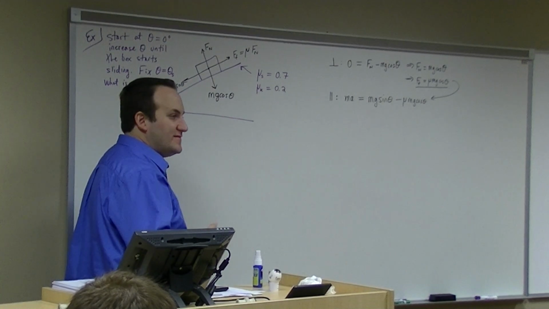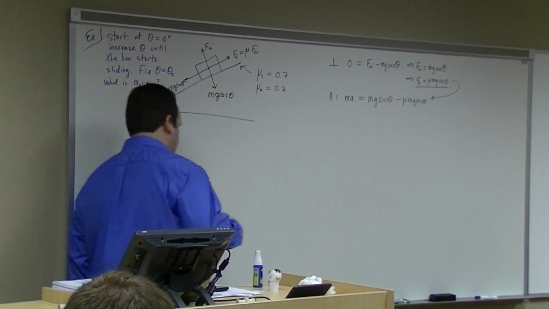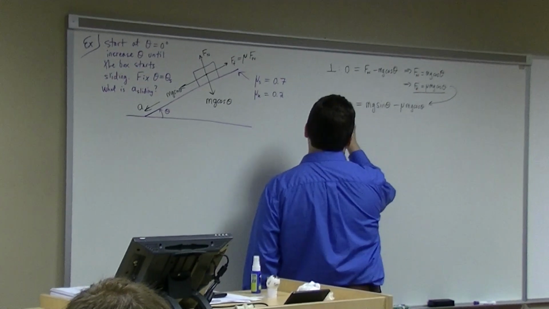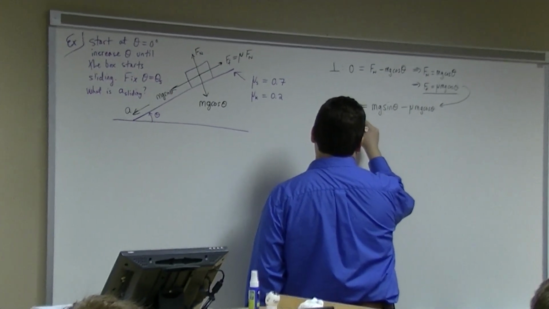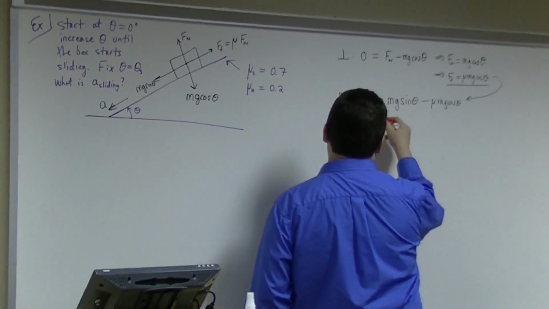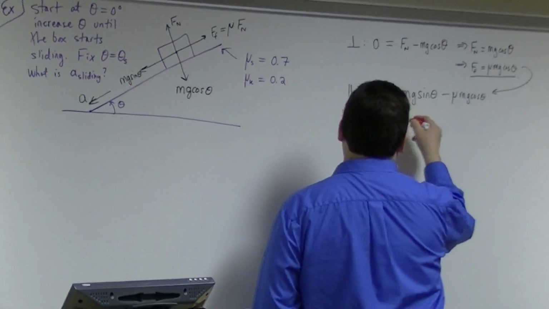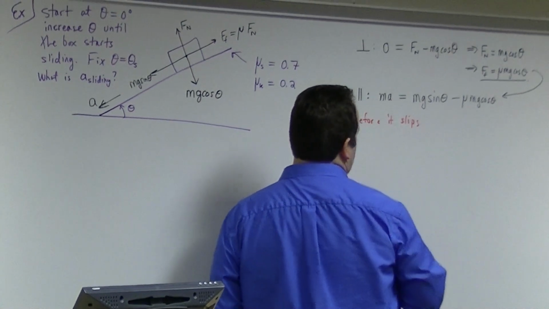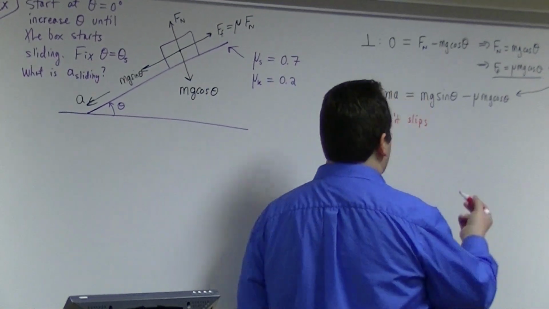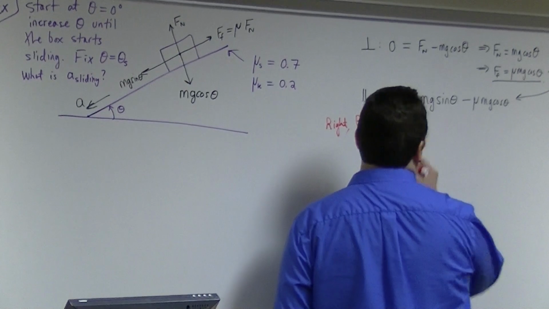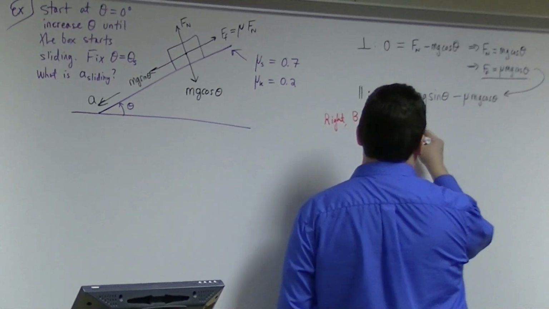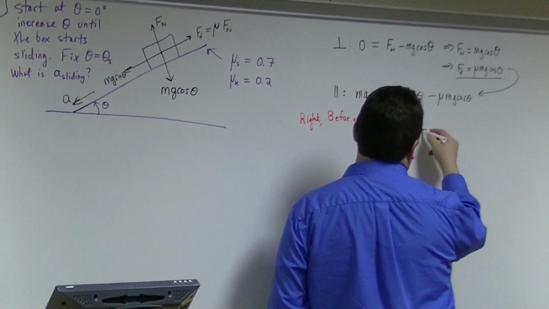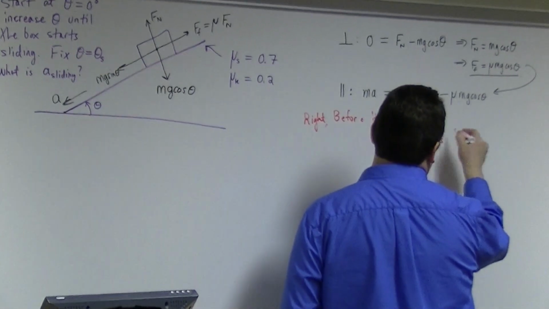Some words are helpful. Okay, so before it slips, or say right before it slips, I mean just immediately before it slips, we have acceleration 0, which is equal to mg sine theta minus mu mg cosine theta. Just before, I could just replace theta with the sliding theta, right?